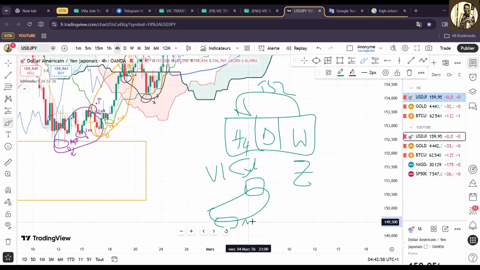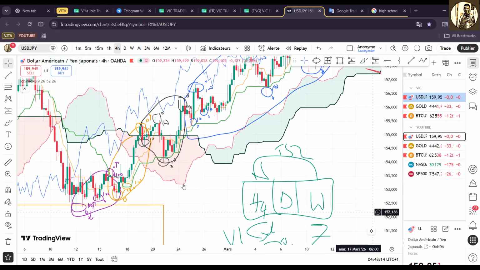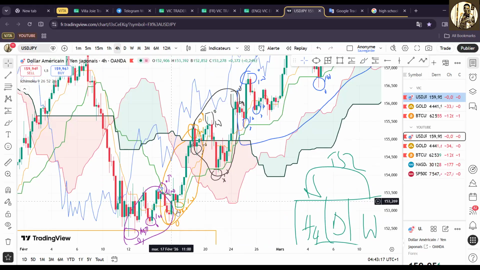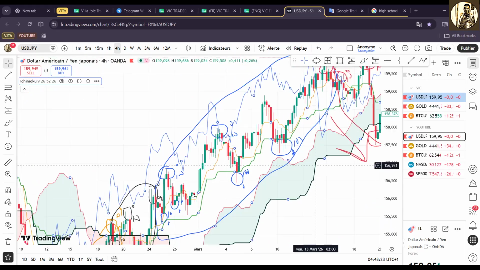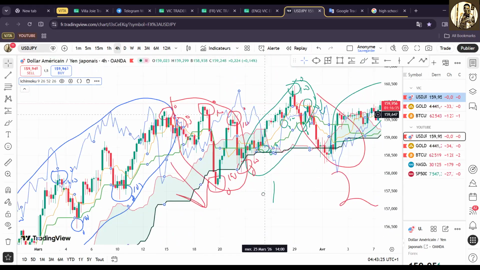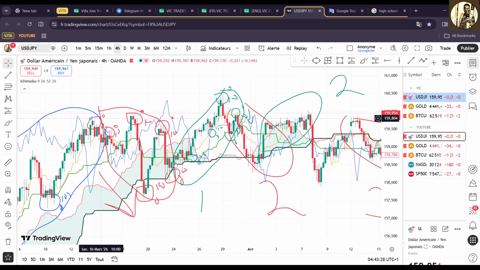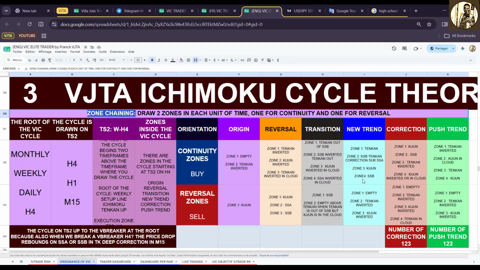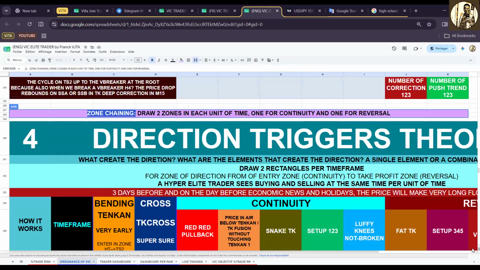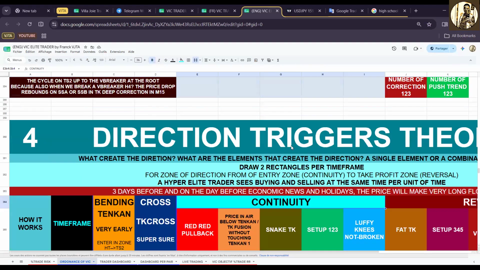where one has the continuity to the upside, the other one has the reversal to the downside, and it is a chain of zones where each cycle has its own continuity and reversal. So you are not confused about anything that you do in a chart, right? On all of them. So that's it. Let's now see the direction trigger theory.